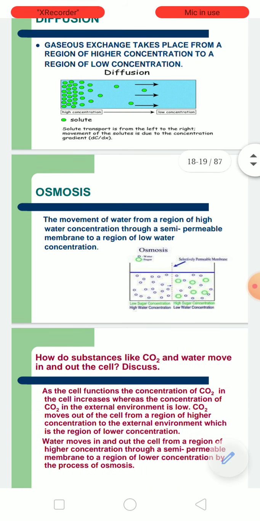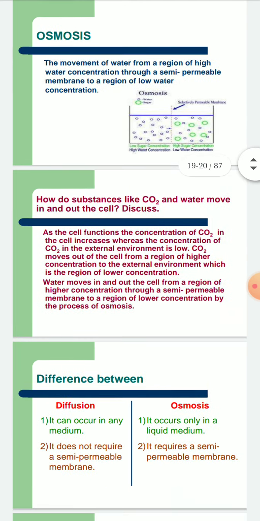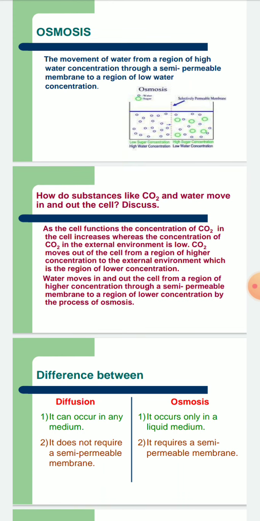The second is osmosis, the movement of water from a region of higher water concentration through a semi-permeable membrane to a region of lower water concentration. It means the movement of water particles from a region where there is higher water concentration, more quantity of water particles, to a region of lower water concentration through a semi-permeable membrane.